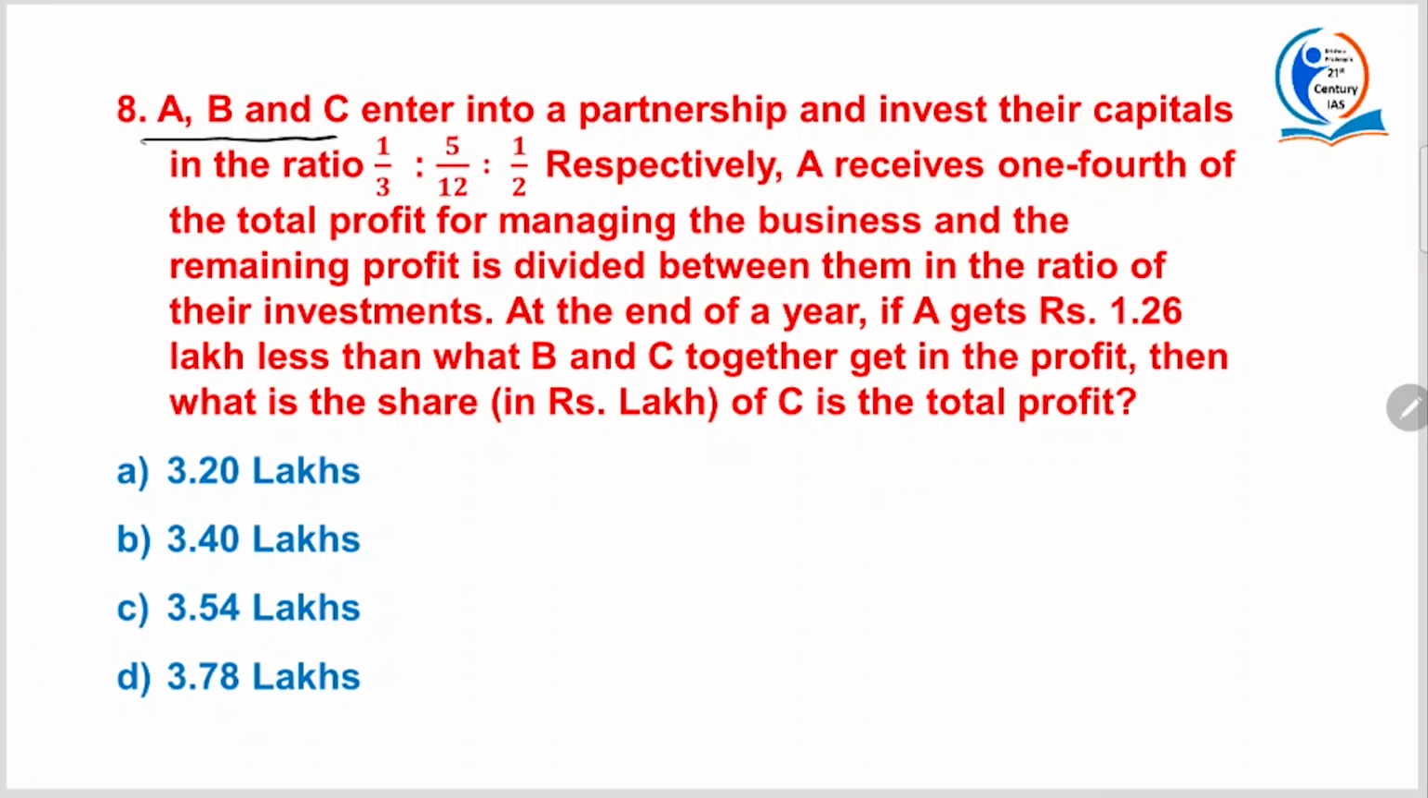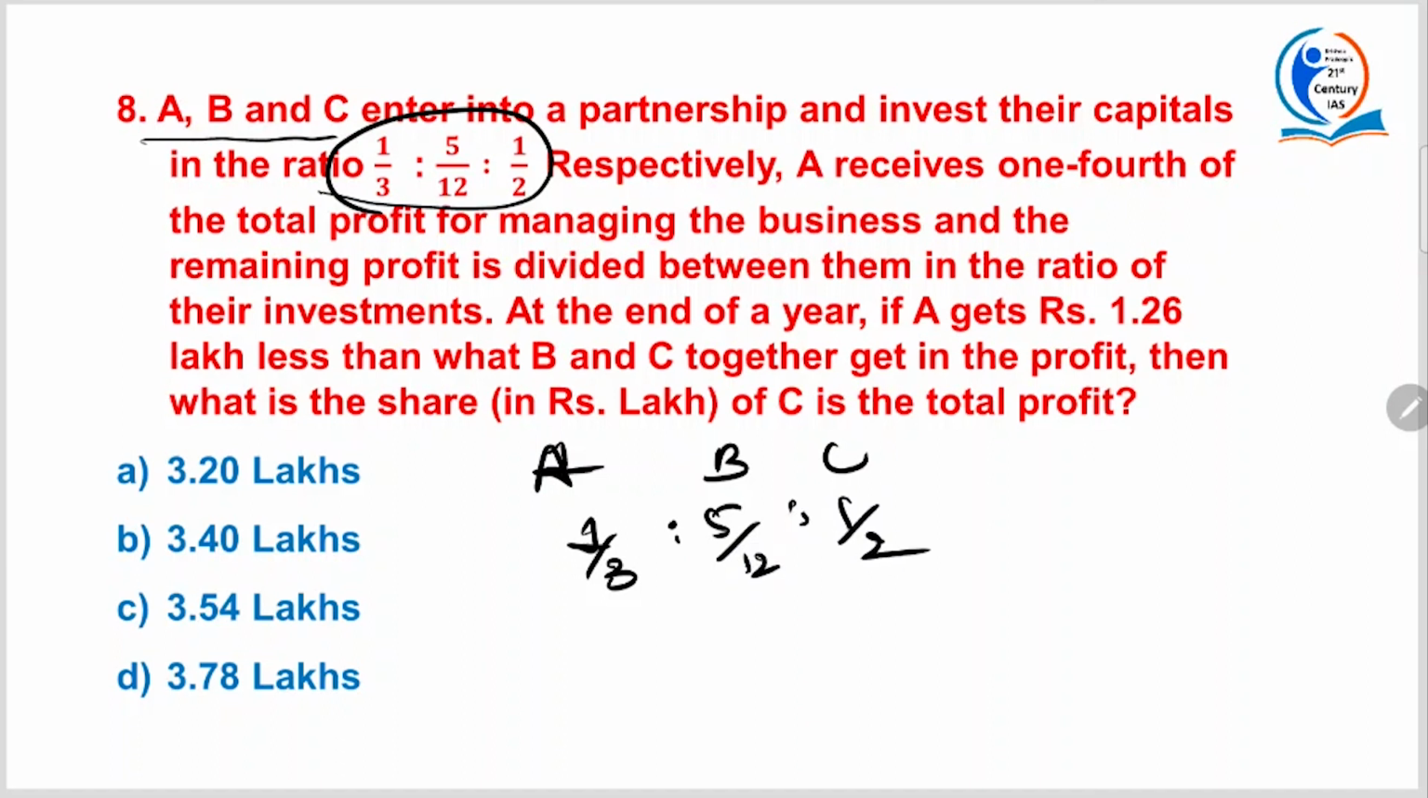A, B, and C enter into a partnership and invest their capitals in the ratio 1 by 3 is to 5 by 12 is to 1 half. Now, how will you convert it into proper numbers? You have to multiply all these numbers with the LCM of 3, 12, and 2. Why? So that the denominators get cancelled.